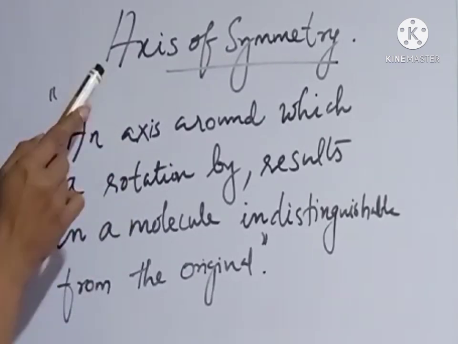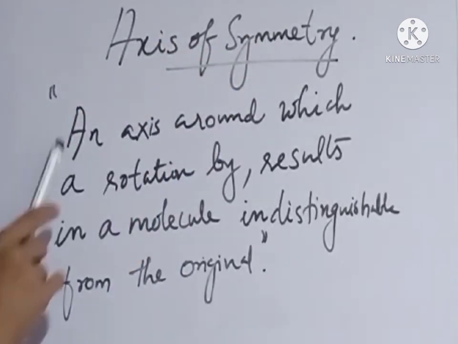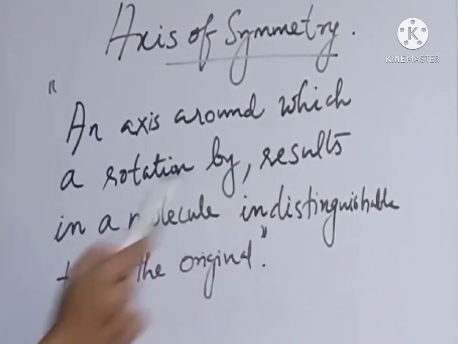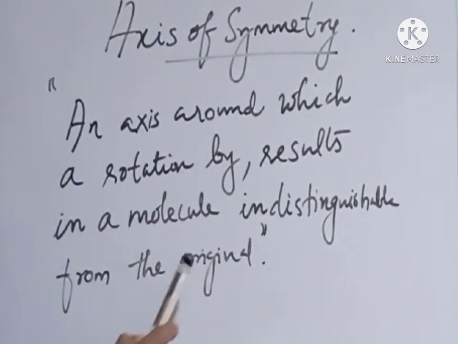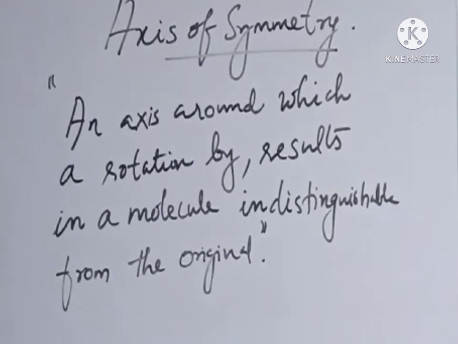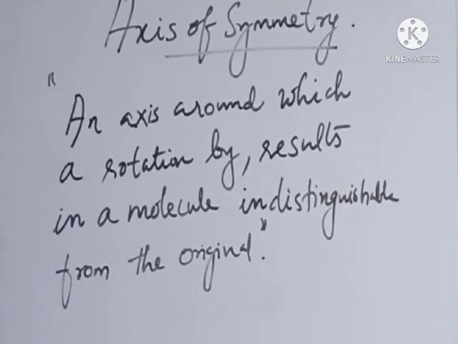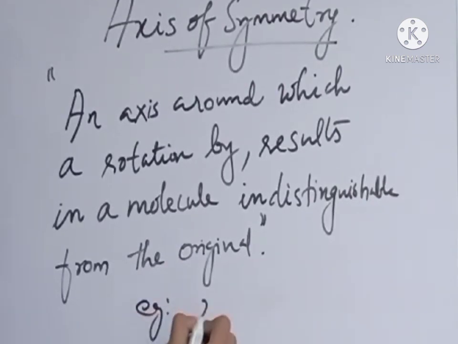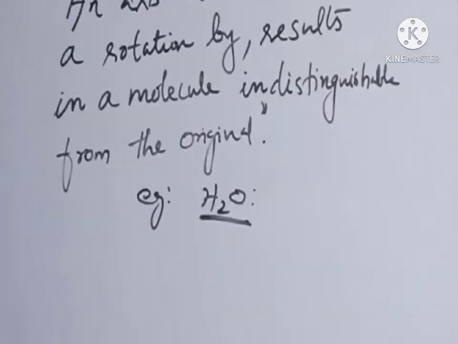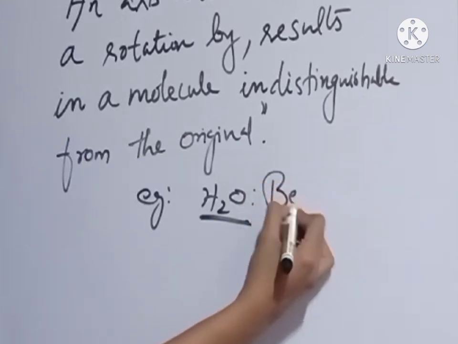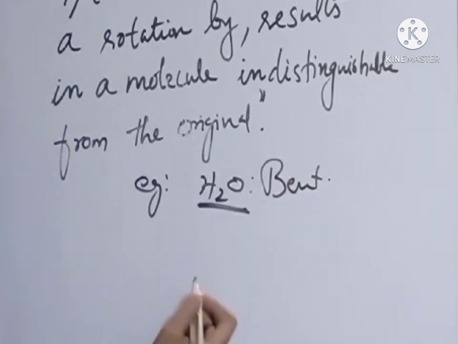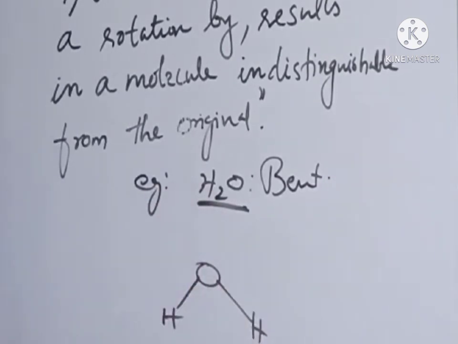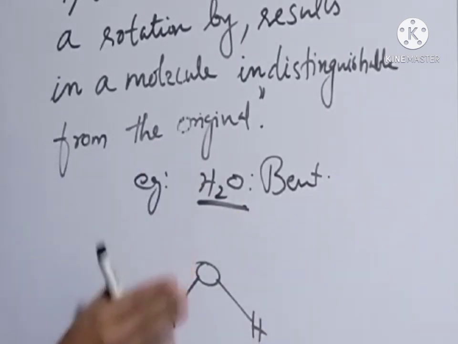The next element is axis of symmetry. It is an axis around which a rotation results in a molecule indistinguishable from the original one. So, consider, for example, the water molecule. The shape of the water molecule is bent. The structure of water is like this. Imagine this molecule is lying on this paper.